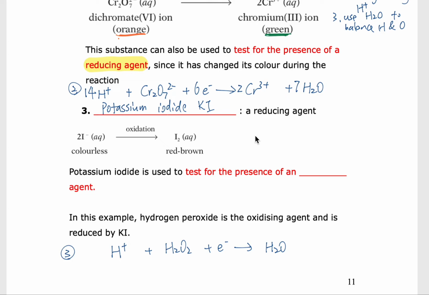And the half equation is 2 iodide ions kick away the 2 electrons and become iodine. By kicking away the electron, it's oxidized, and this guy will add the electrons to somebody else. So that's why it's a reducing agent. It's good at reducing others. And this is a test for the presence of an oxidizing agent. The person who gains that electron is the oxidizing agent. That guy is the one who oxidizes the iodide ion.